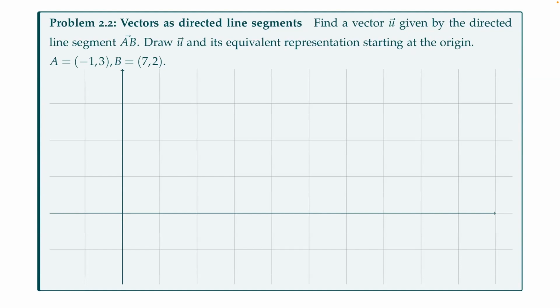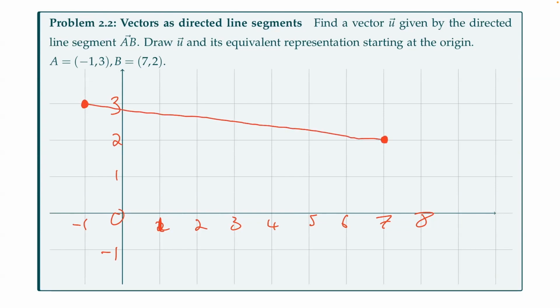Okay, so if we call this, let's do -1, sorry, ignore that completely. 0, 1, 2, 3, -1, 1, 2, 3, 4, 6, 7, 8. Okay, so A is going to be up here, -1, 3. B is 7, 2. So it's down here. I'm going to draw a very dodgy looking arrow between them. So this is A, this is B, and this is our vector u.